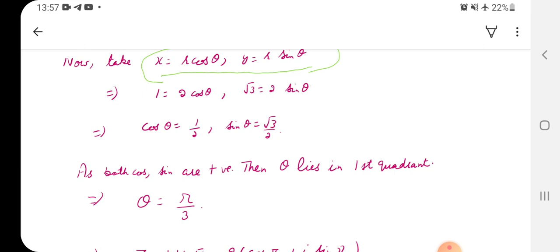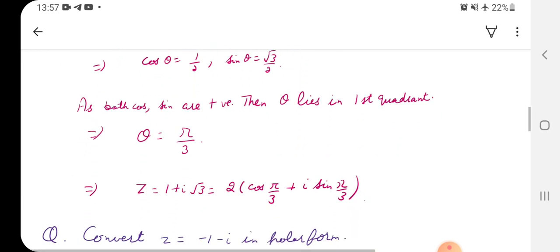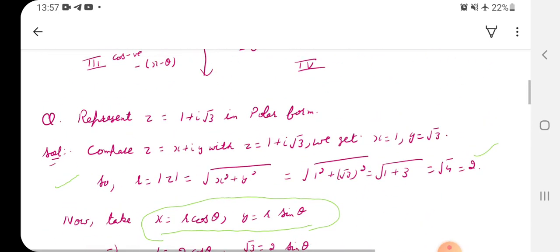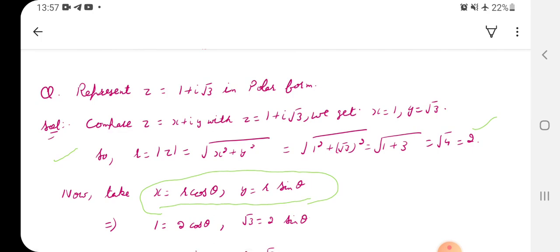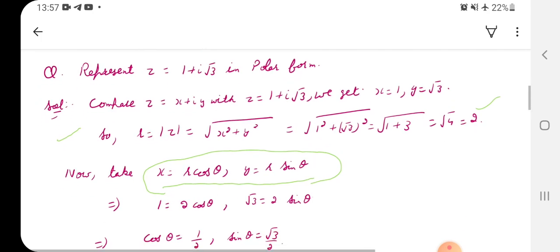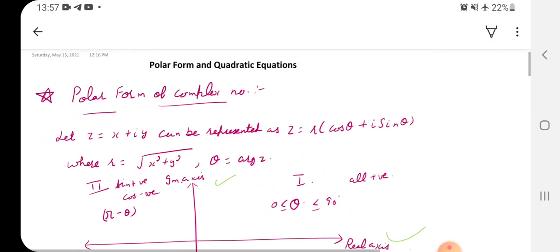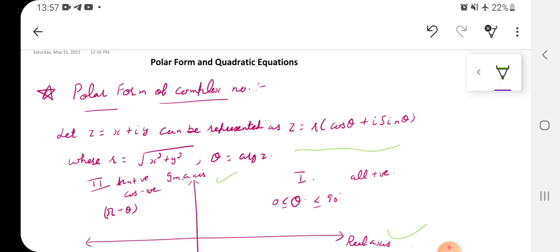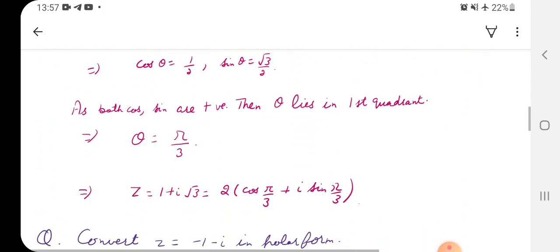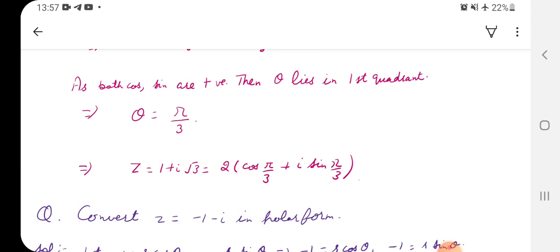So now as theta you got as 60 degree, your theta will be pi by 3. So if you got your theta, you got your r as well. Just put it in the general form, that says z equals r cos theta plus iota sin theta. So you will get z equals 2 cos pi by 3 plus iota sin pi by 3. So this is your polar form of the number 1 plus iota root 3.